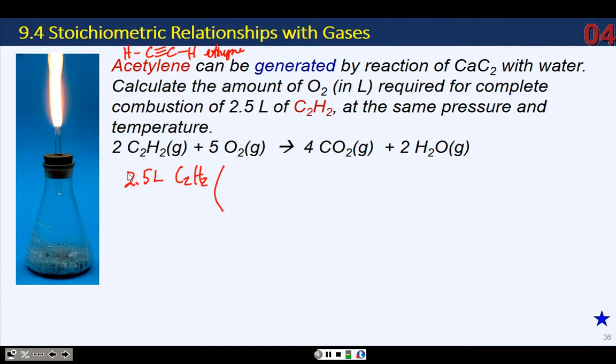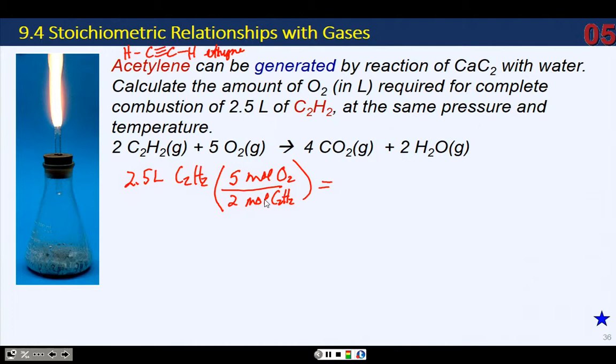And so 5 volumes, or we'll say moles in this case, of oxygen will correspond to 2 moles of C2H2, and it's going to be in the exact same proportion as the volumes. And so all you have to do is work out the math here, and you'll have an answer. So put your trusty calculator to work.